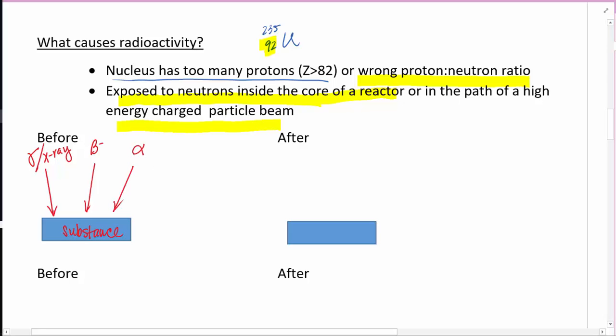So basically, if I shoot radiation at some substance, and this is what's super important, in the end, it is not radioactive. Just because I shot radiation at it, there is no radiation emitted from it after. Really, really important. And here's why it's important. This is used in a lot of things.